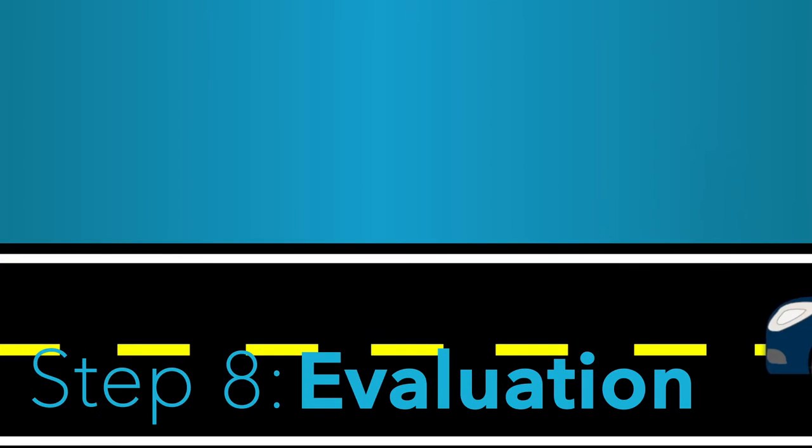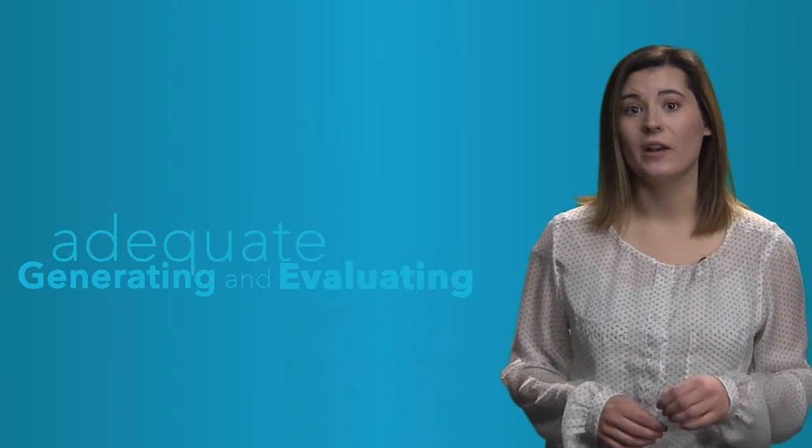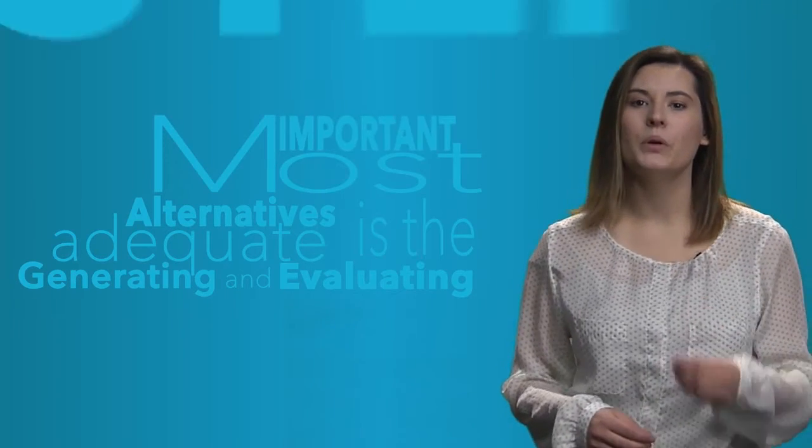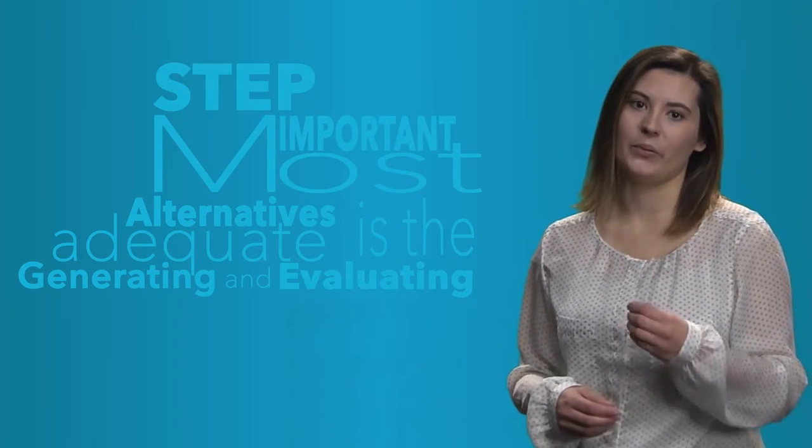For example, if you purchase a new car but have nothing but problems with it, you're unlikely to consider the same make and model in purchasing another car the next time. While decision makers can get off track during any of these steps, research shows that generating and evaluating accurate alternatives is the most important step to keep you on track in this process.